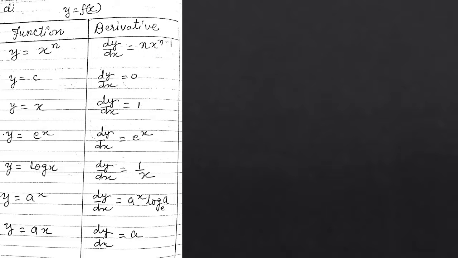If function is y is equals to x raised to n, then derivative of this function with respect to x will be n x raised to n minus 1. That means if a function is y is equals to x raised to 8, then dy by dx of this function, differentiation of this function with respect to x will be 8 x raised to 8 minus 1. That means 8 x raised to 7.